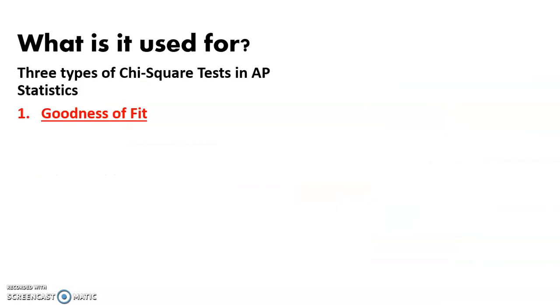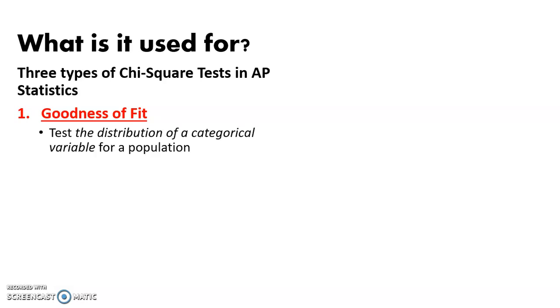So there are three kinds of chi-squared tests that we deal with in AP statistics. The first one is called the goodness of fit test, and it quite literally is to see how a distribution of a categorical variable fits your sample data well.